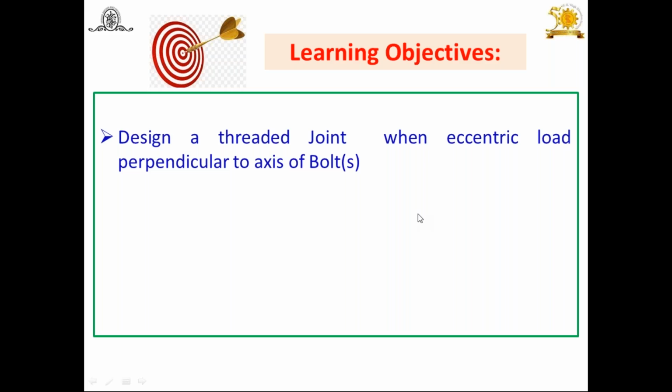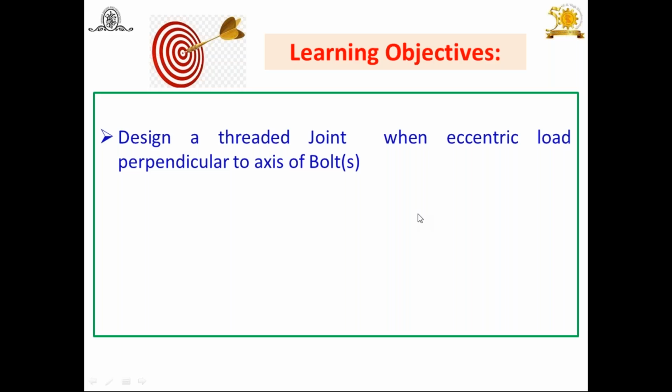Students, we are going to see the learning objective of today's session. Design a threaded joint when eccentric load is perpendicular to the axis of the bolt. This is case number 2. Then case number 3 is when the load is parallel to the axis of the bolt. Then case number 4 is for a circular disc, or how to join circular plates to the bracket or the wall. That is case number 4.